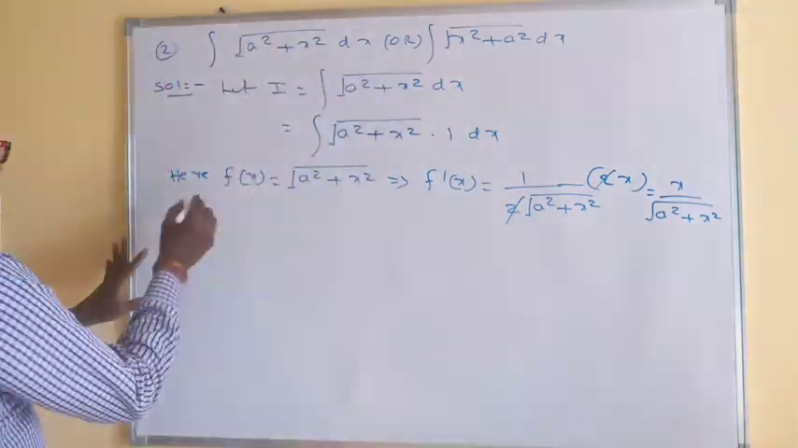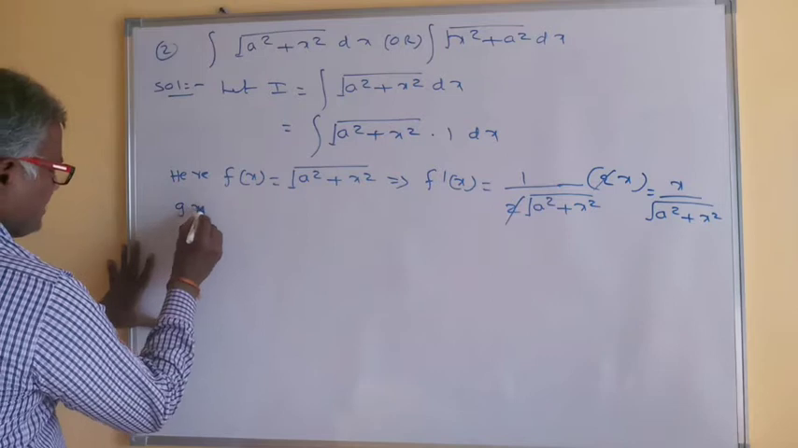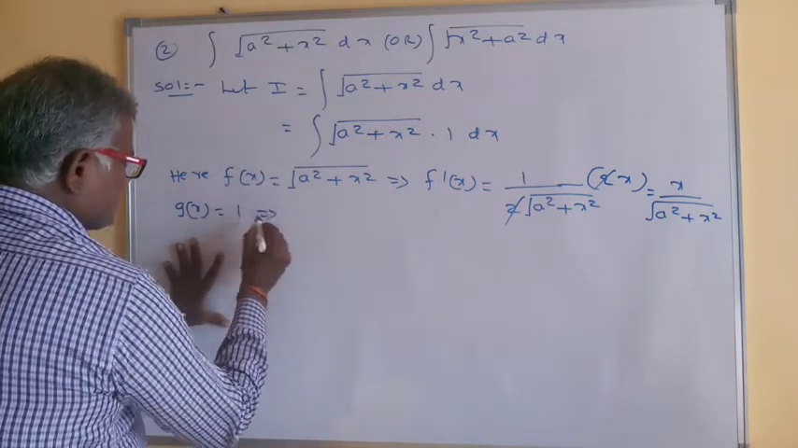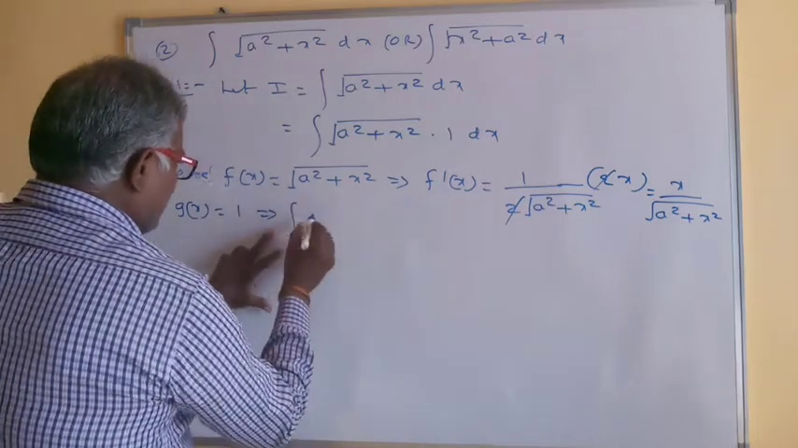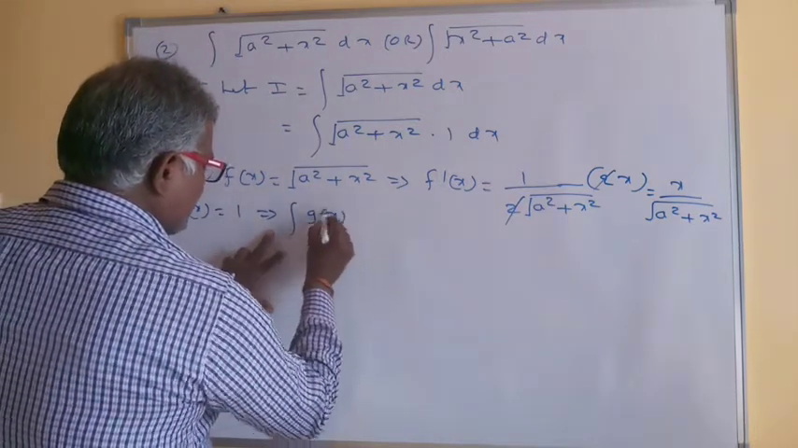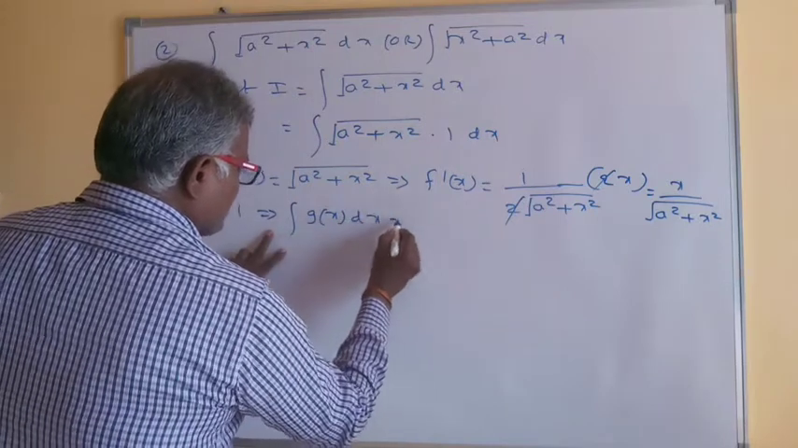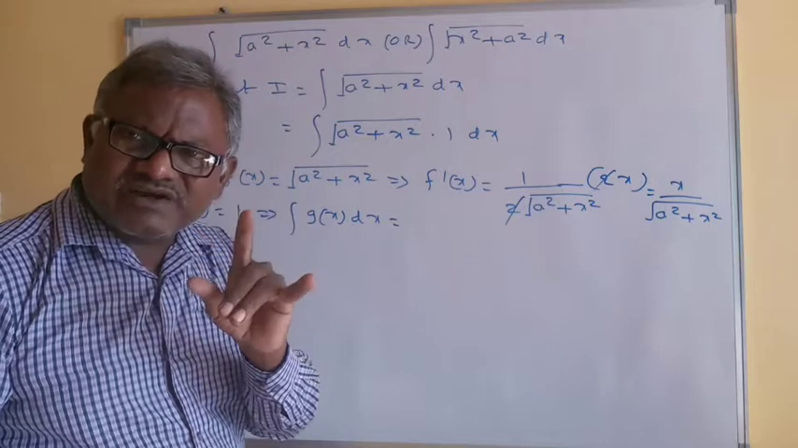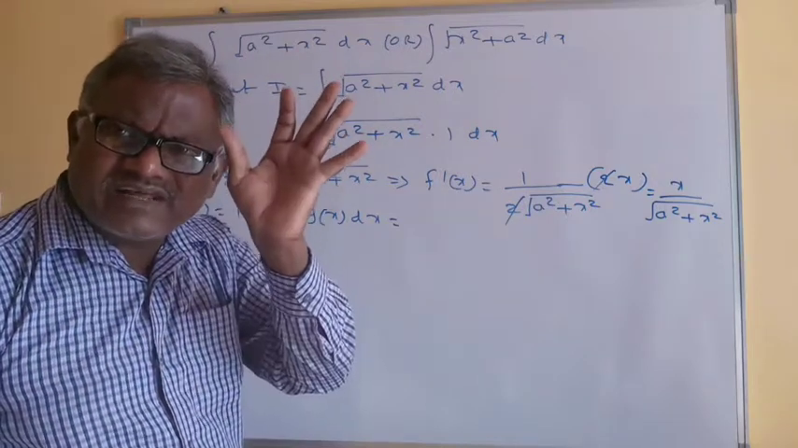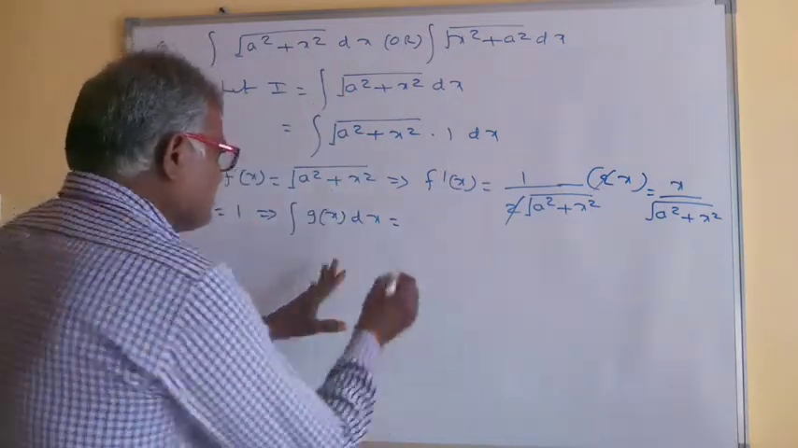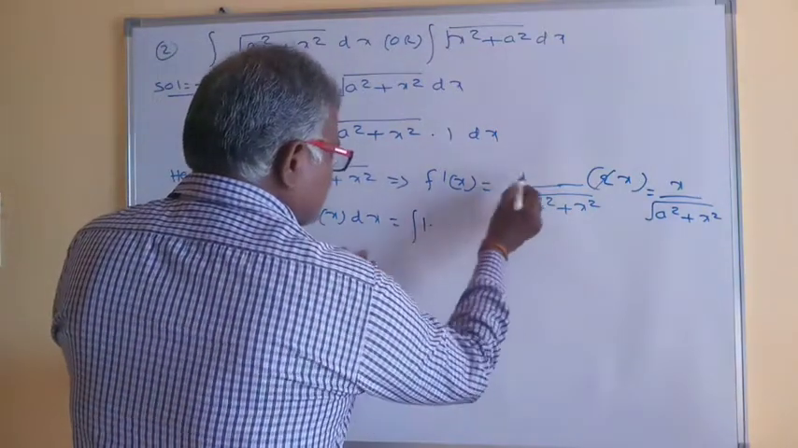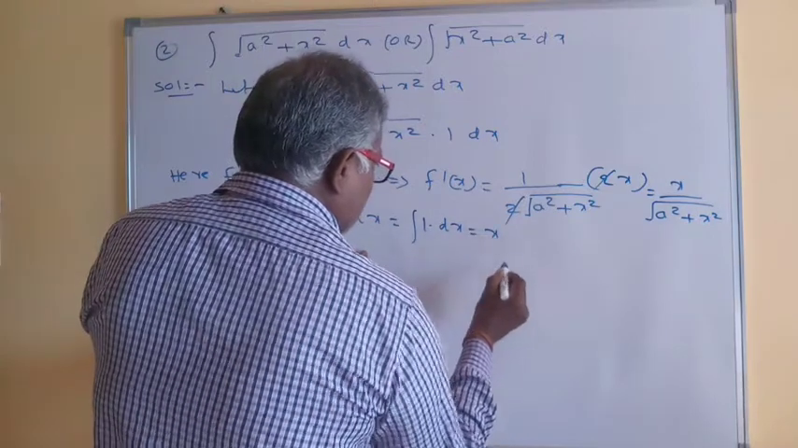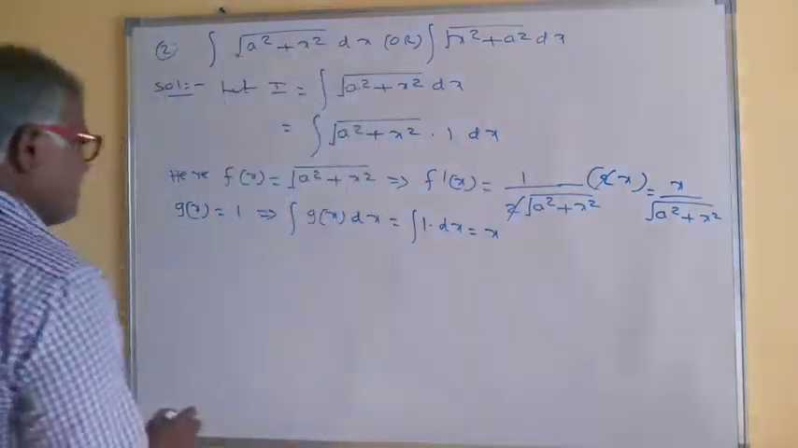Next, here you see g of x. g of x is equal to the second function considered as 1. So always you should remember, for the second function you should find the integral value, whereas for the first function you should consider the differential coefficient, that is the derivative. So the derivative of this one is over. Now integral of 1 dx is equal to x. Okay.